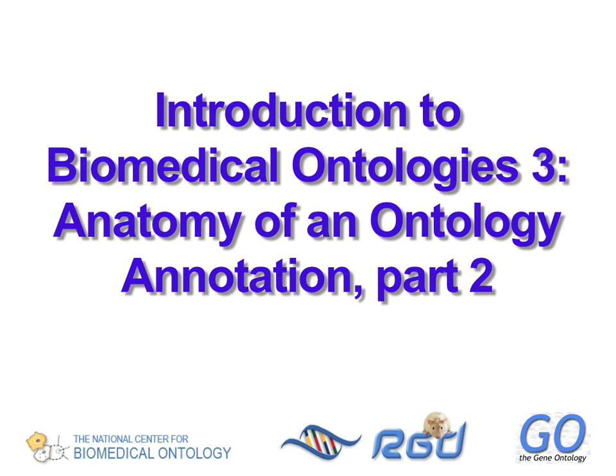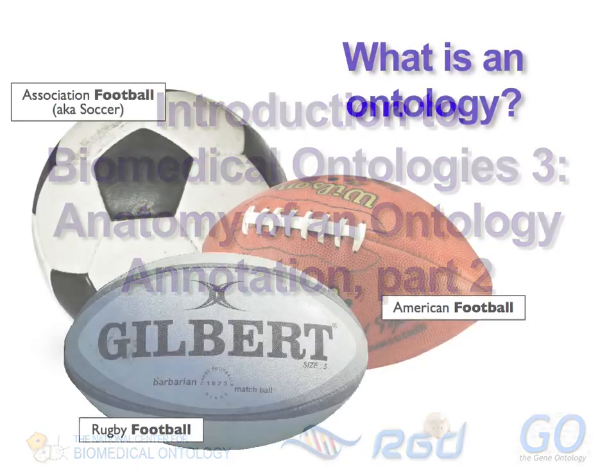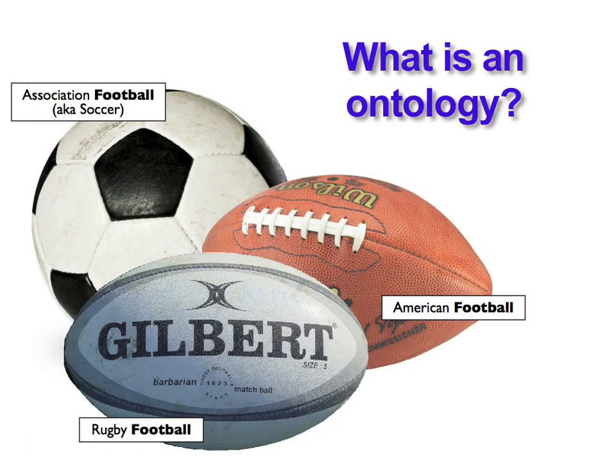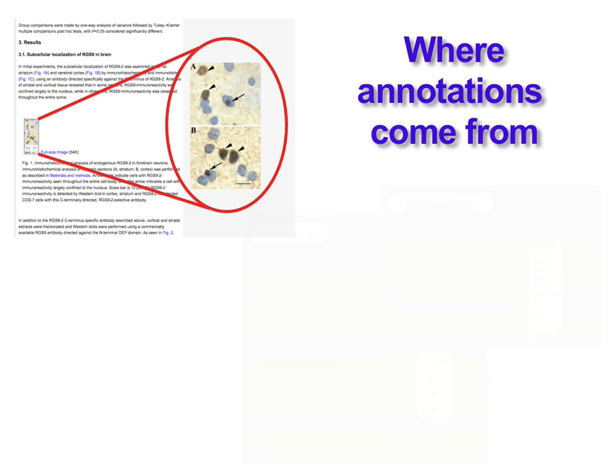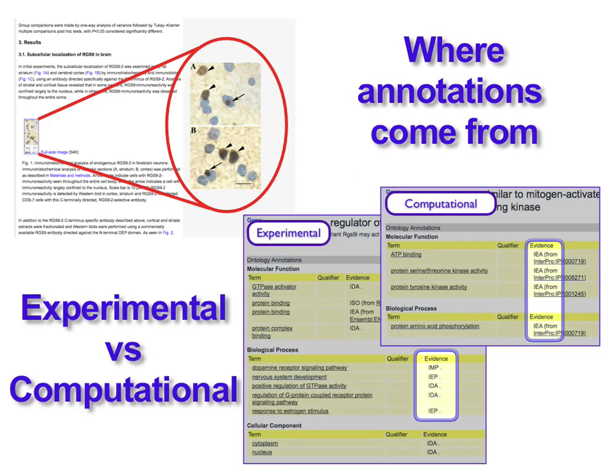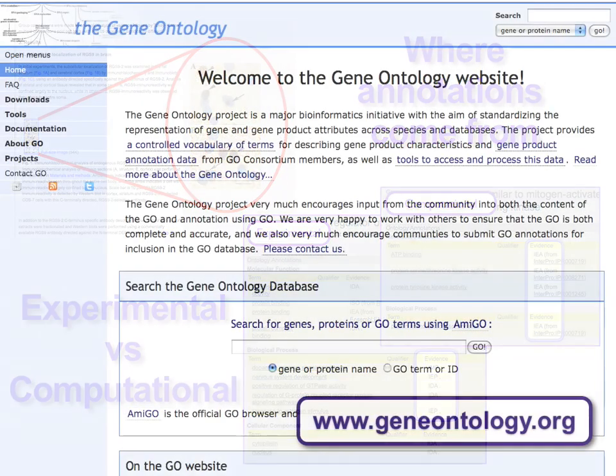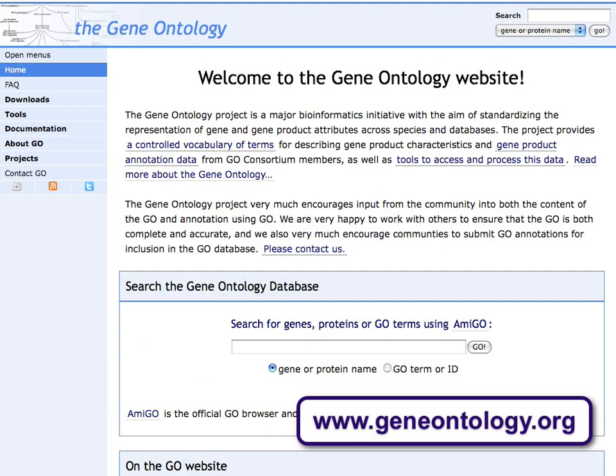This video is the third in a series of tutorials about biomedical ontologies. In the first two videos, we talked about what an ontology is, where annotations come from, and how to tell the difference between experimental and computational annotations. As in our previous videos, we will primarily use the Gene Ontology, or GO, as our example because of its widespread use.